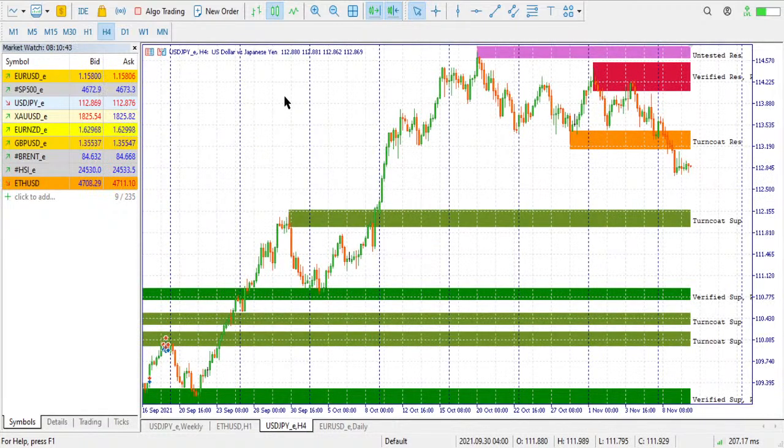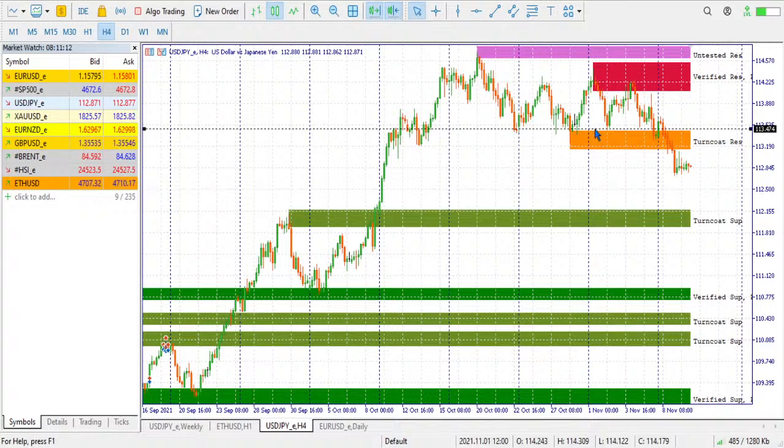The next symbol is the US Dollar Japanese Yen. So on this chart, basically, we are in some active downtrend. I do expect price to continue down. You can see this is the turncoat support. We have the turncoat resistance here, and then you have a verified resistance here. Then you have an untested resistance here. So basically, following the break below this untested resistance, I'd like to see price come back up to this point here, but it should not break beyond it.